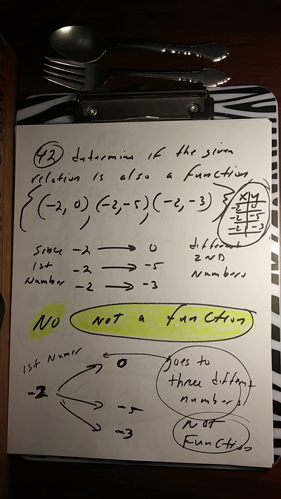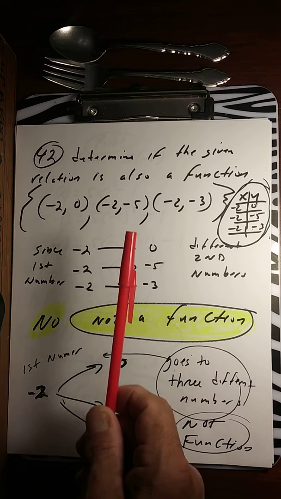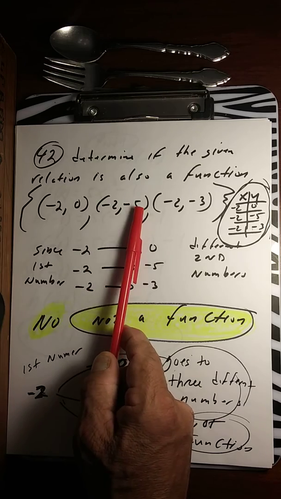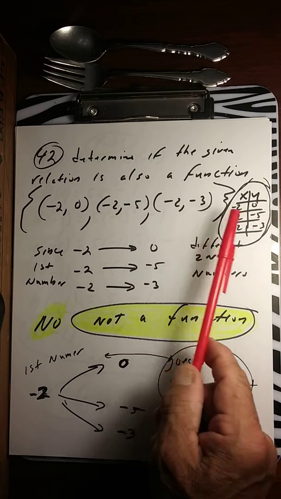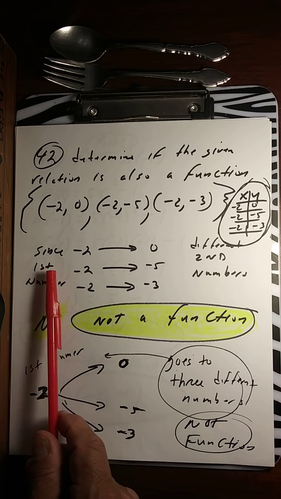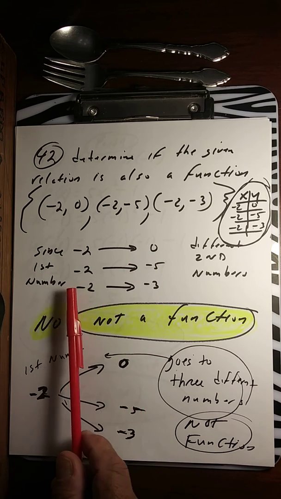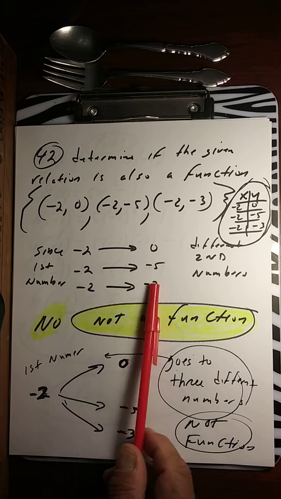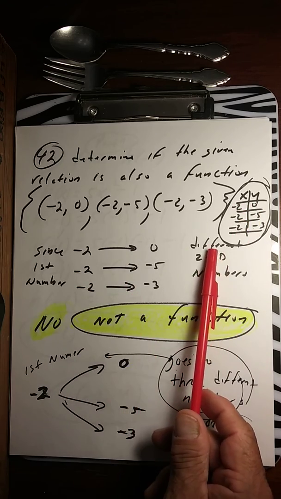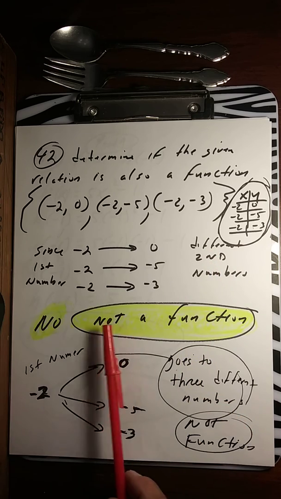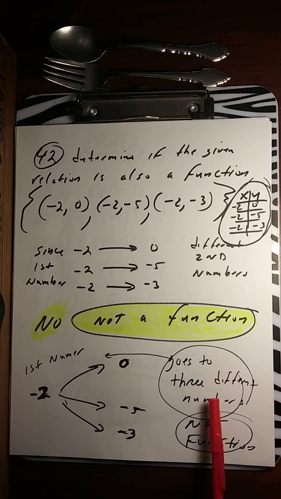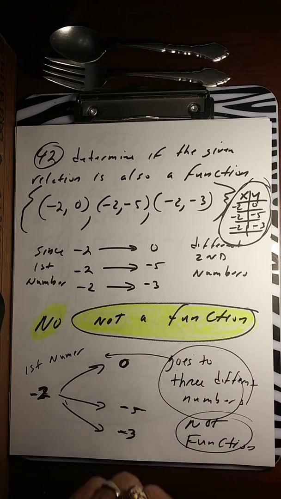Determine if the given relation is a function. Well, let's see what happens here. Negative 2 goes to 0. Negative 2 goes to negative 5. And negative 2 also goes to negative 3. So negative 2 is going to more than one place. Since then, no, this is not a function, because the first number goes to 3 different numbers. So it's not a function.